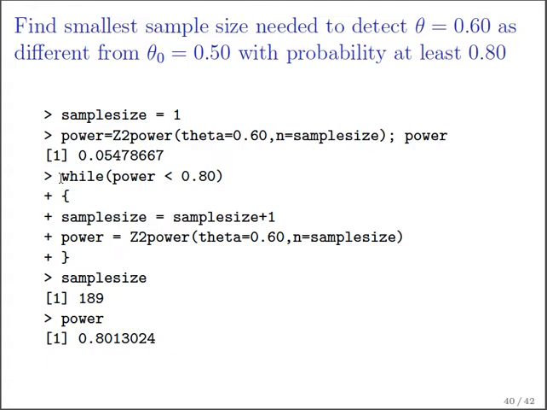And then we'll put this whole thing inside a while loop. This is the R prompt, and you go while power is less than 80%, and then start, and then because of the while, you get a prompt from R, which is a sort of continuation, this plus sign. Start the squirrely bracket, and inside this while loop, you increment the sample size and calculate the power again. Close the while loop. When you hit return, it checks power is 0.05. It increments, sample size becomes 2, checks it again, again, and again, and the power is going up and up. And at the end, you get a prompt.